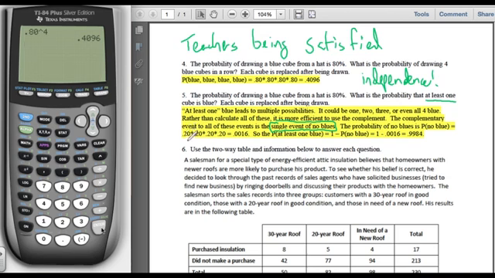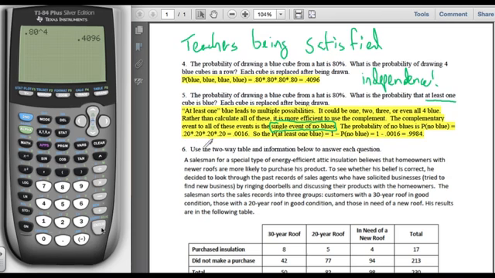That's the complement. So the first cube has a 20% chance of not being blue. It's replaced. The second cube has a 20% chance of being some other color than blue. Same for the third and the fourth. So you could say 0.20 raised to the fourth gives us 0.0016.